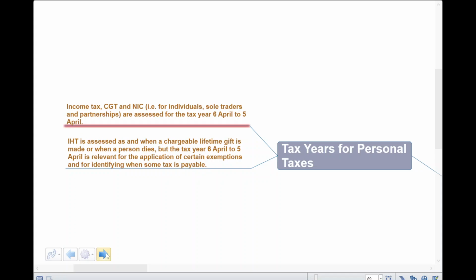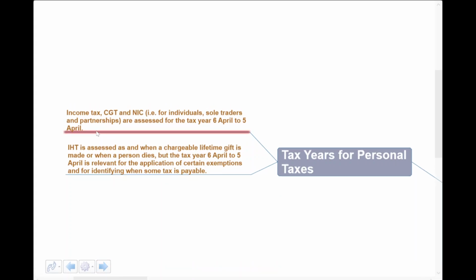What about personal tax years? Well, certainly income tax, CGT and NIC for individuals, sole traders and partnerships assessed on our tax year, which is 6th of April to the 5th of April, bar none. In terms of IHT, IHT is assessed and indeed calculated when a chargeable lifetime gift is made or when a person dies. Now, for our purposes right now, and this is early in the course, just take it that a chargeable lifetime gift is basically a gift in lifetime, okay?